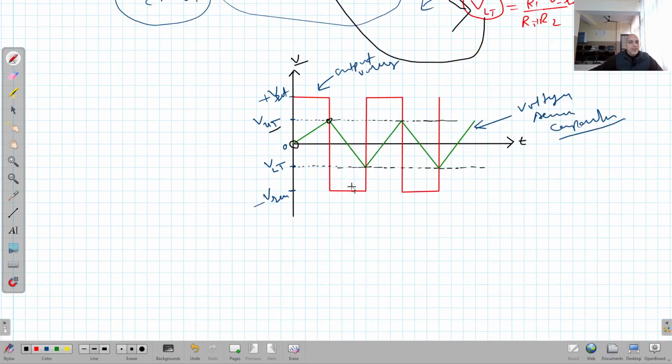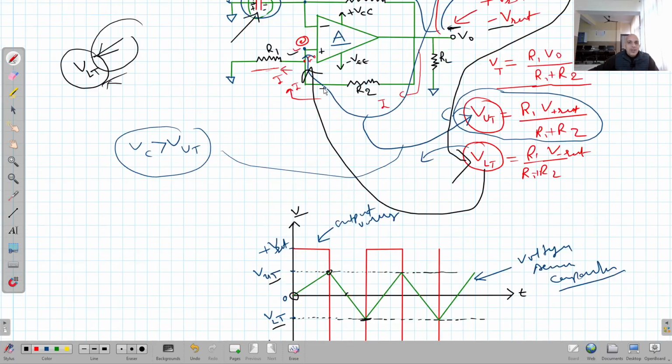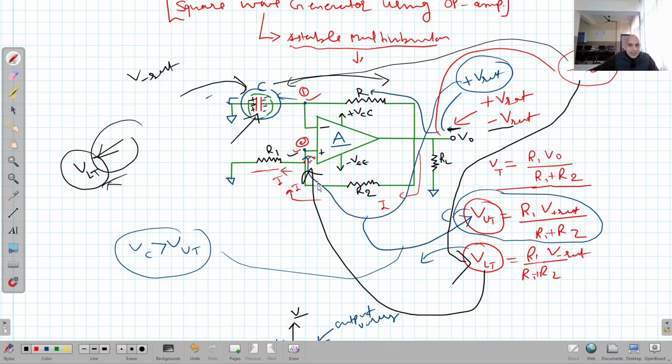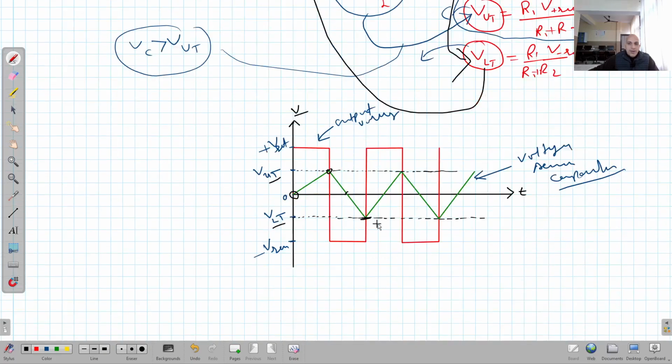You can see here. First of all, the capacitor will discharge. It will become 0 at this point, and then it will try to charge to the negative V saturation. When the voltage across the capacitor tries to go below this point, V lower threshold, what will be the result? Now when this terminal voltage is less than this, again the output will swing to the positive saturation. Clear? You can see here. So this cycle continues.